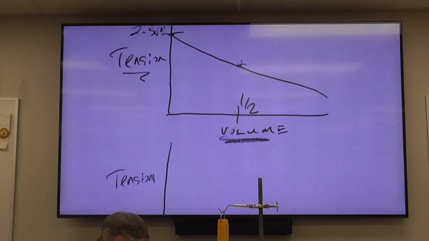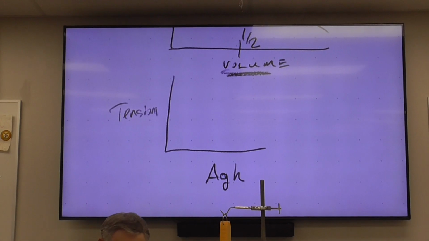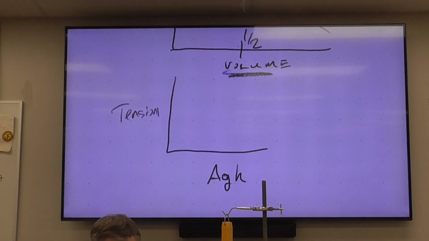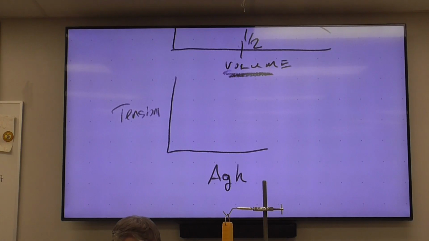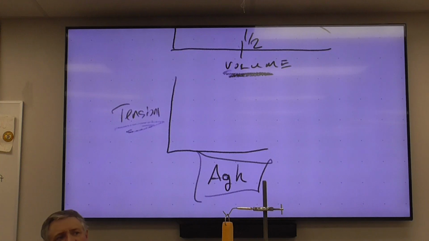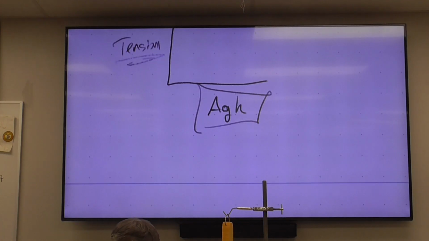So on the second part, you want to do dimensional analysis to figure out the slope of a line if you use tension and AGH. Now, AGH looks really, really weird. It's like, what kind of jacked up thing is this? So, let me explain what this is.